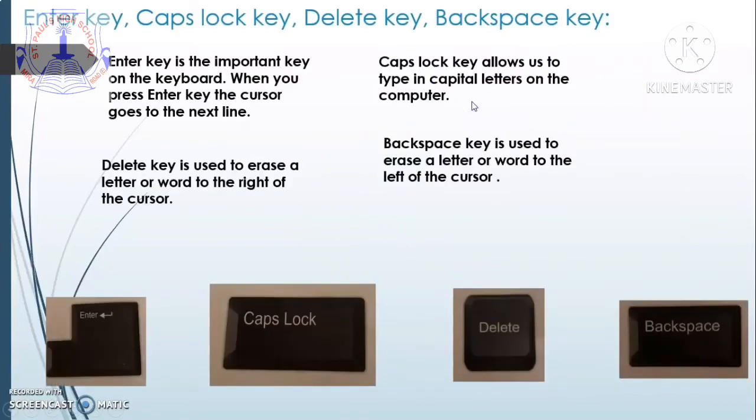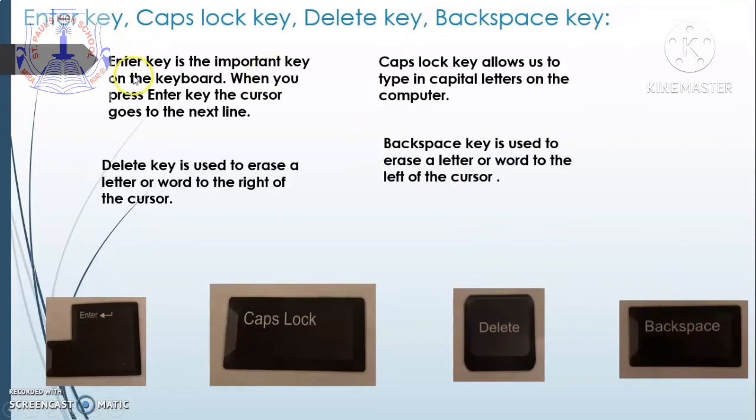Next is, now there are different kinds of keys on the keyboard. So we are going to learn the most important keys which are used. First one is the enter key. Second one is the caps lock key. Third one is the delete key. And fourth one is the backspace key.